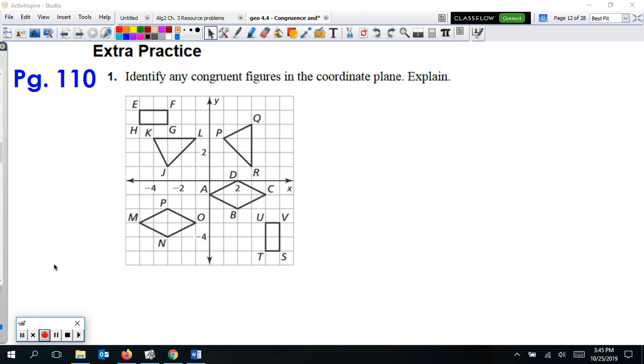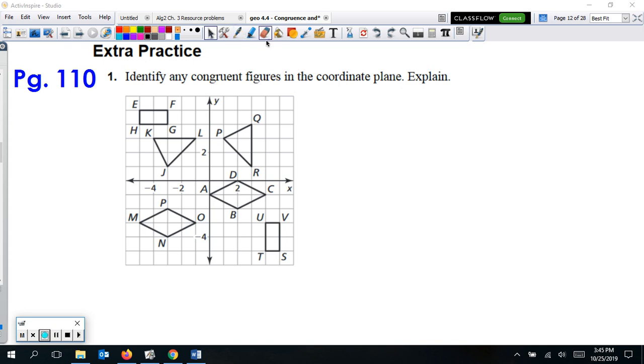So on page 110, it says identify the congruent figures in the coordinate plane. Let's go ahead and identify these first, but then we also want to jot down for each one which transformation maps one to the other. And I think that's, again, the harder part, the explaining part.